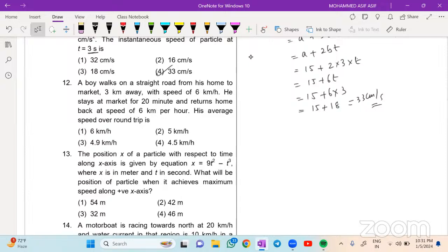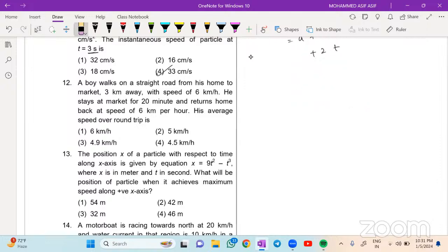A boy walks on a straight road from his home to a market 3 kilometers away with a speed of 6 kilometers per hour. He stays at the market for 20 minutes and returns home with a speed of 6 kilometers per hour. Its average speed over the round trip will be equal to how much? He is asking about the speed, not the velocity. If it would have been the velocity, then it would have become 0. But now here it is speed. Can anyone try करो? 1 मिनट का टाइम ले लीजिए.